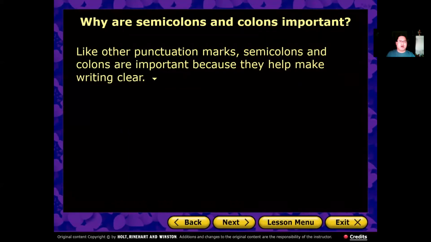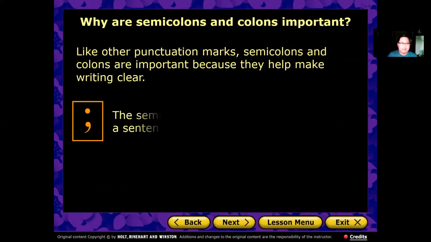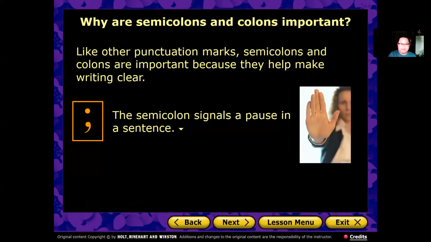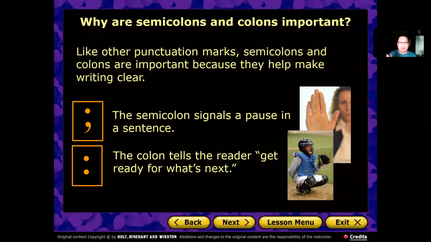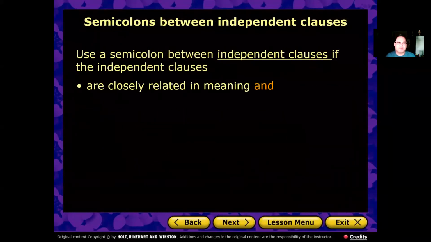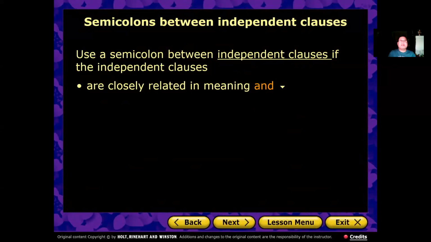This time, let's talk about semicolons and colons. Like other punctuation marks, semicolons and colons are important because they help make writing clear. So this is the symbol for a semicolon: one dot on top, and then on the bottom part is a comma. And this is a colon. So let's talk about semicolons.